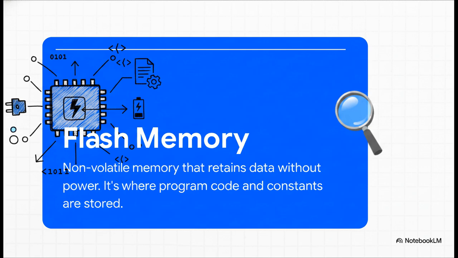So let's take a closer look at flash. Because it's non-volatile, it's the absolute perfect place to store the firmware itself. When you hear someone say they're flashing or programming their microcontroller, what they're doing is writing the compiled code, all the constants, maybe a bootloader, right into this permanent memory. It's the forever home for your program's instructions.